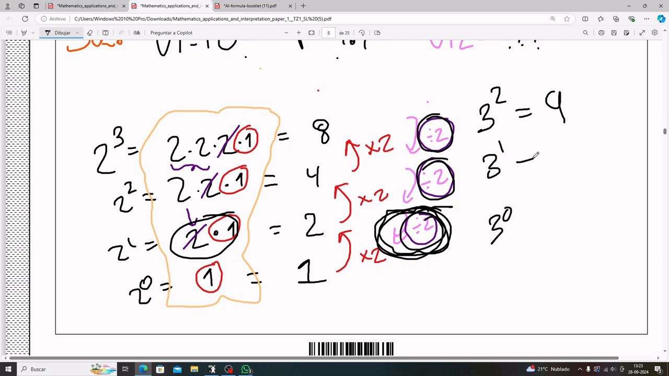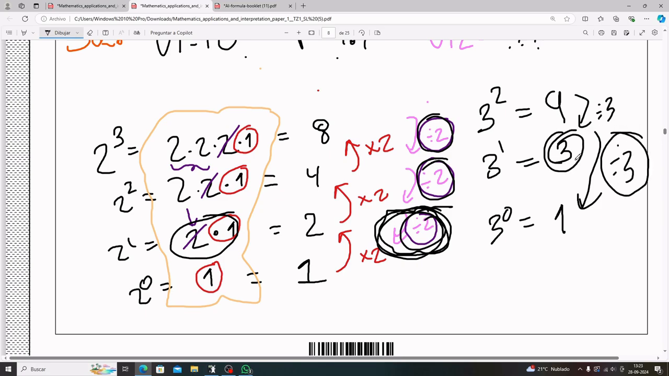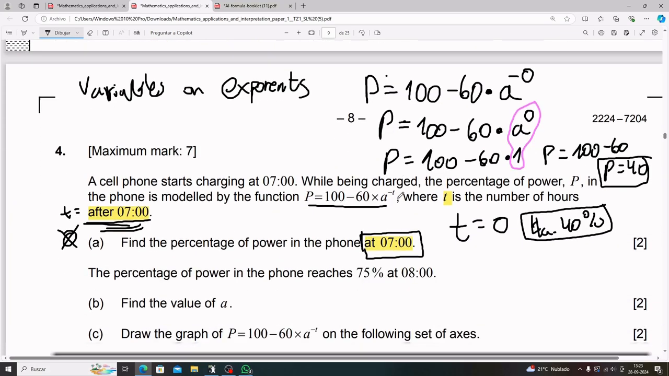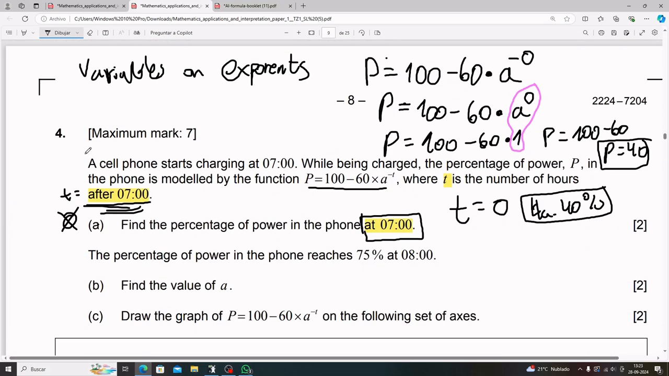3 squared is 9, 3 to the power of 1 is 3, and 3 to the power of 0 is 1, because if you divide by 3 each time, eventually, right here, you end up with 3 divided by 3. I end up with 1. See? Enough blah blah. Anything to the power of 0 equals 1 for part 4a.